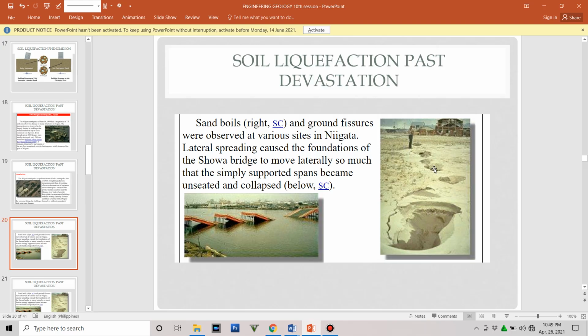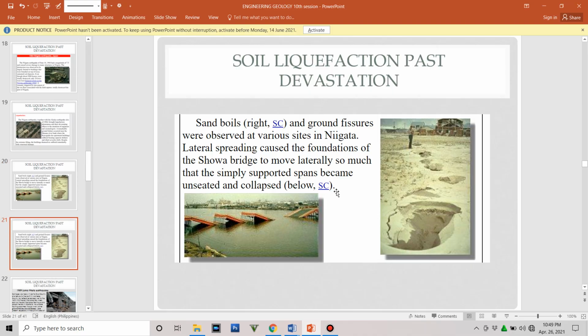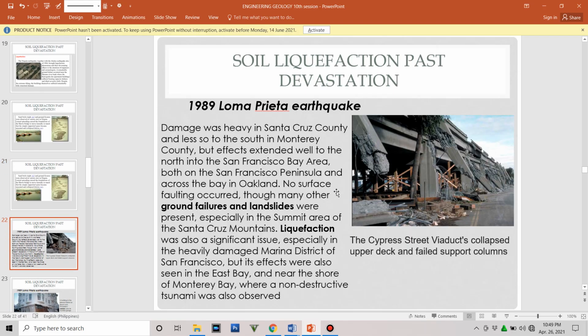So meron din tayong tinatawag na lateral spreading, caused the foundation of Showa Bridge to move laterally so much that the supported spans became unseated and collapsed. So floating na yung mga foundation niya. Wala na siyang pinapatungan. Pumatong man siya, hindi na kayang saluhin ng lupa. That is why nag-collapse. Okay.